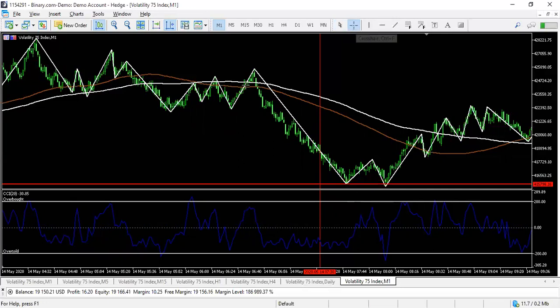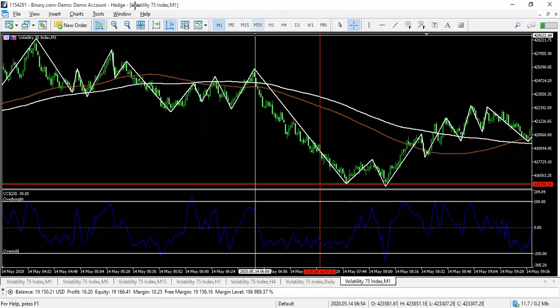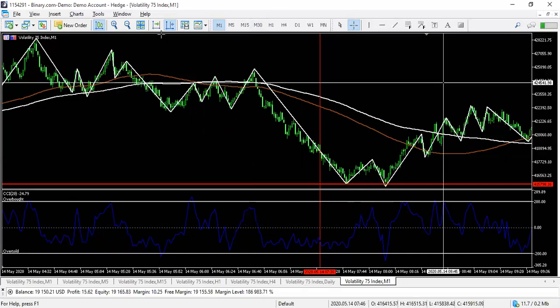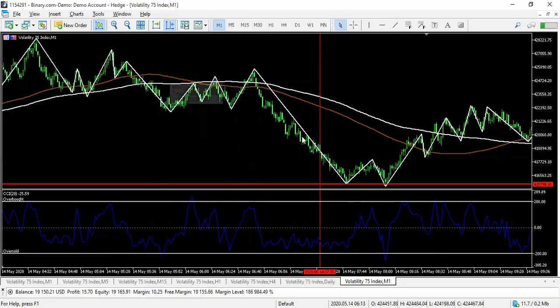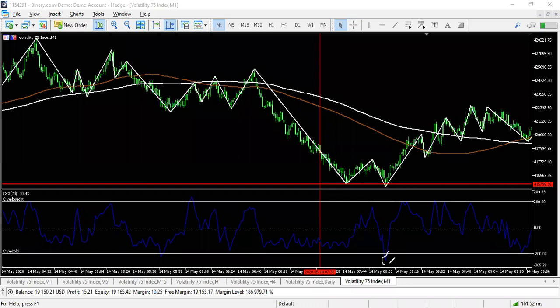Then the second thing we noticed, also on the 1 minute, was that just a few minutes after the M15 CCI had given us a sell and gone below minus 200, we also see the M1 CCI went below minus 200. Now at this point, you could have taken a quick buy trade.